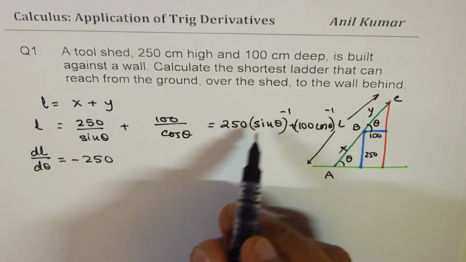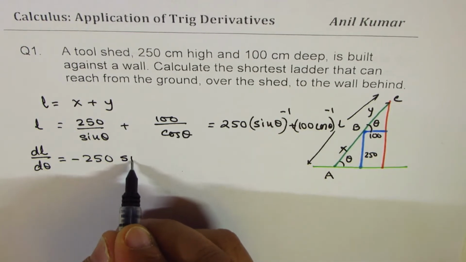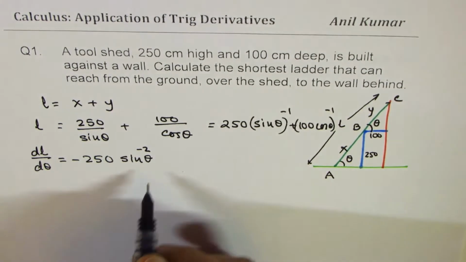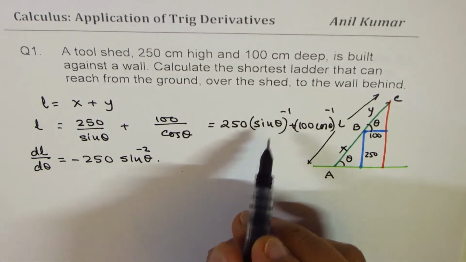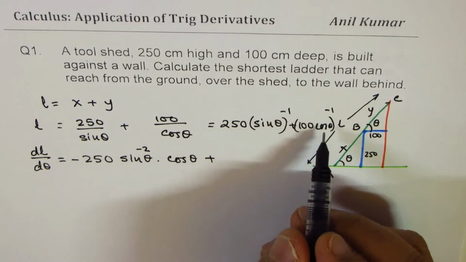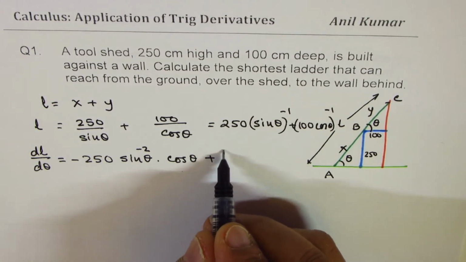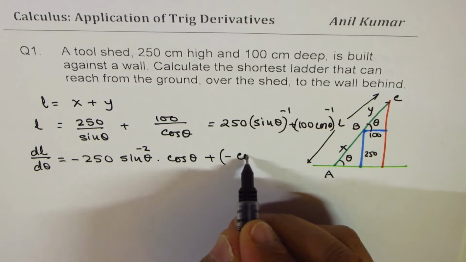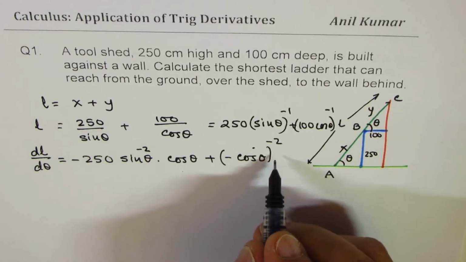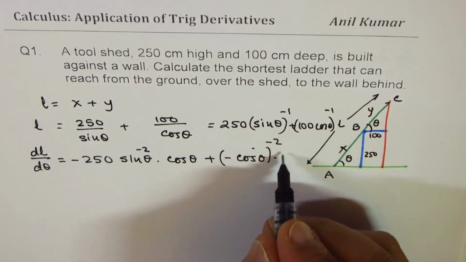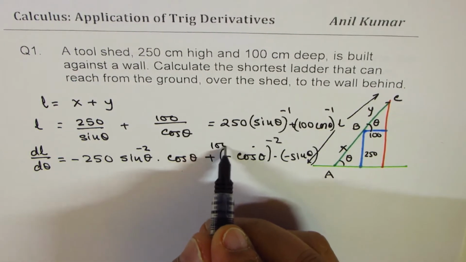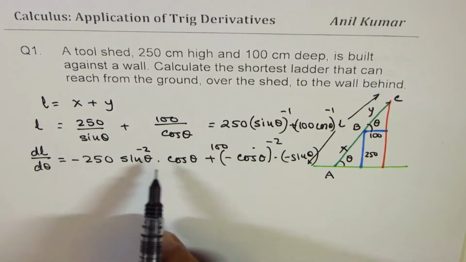Minus of sine theta to the power of minus 2. So that becomes minus 2 times derivative of sine theta, which is cos theta. Does it make sense? Right? So you could get like this. Plus, here again, we get derivative as minus of cos theta to the power of minus 2, times derivative of cos theta, which is minus sine theta. Does it make sense? And of course, I forgot to write 100. Is it okay? So you write like this.